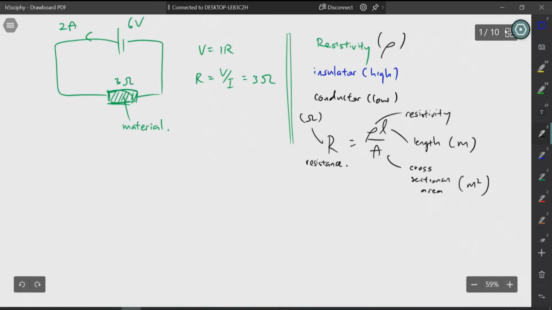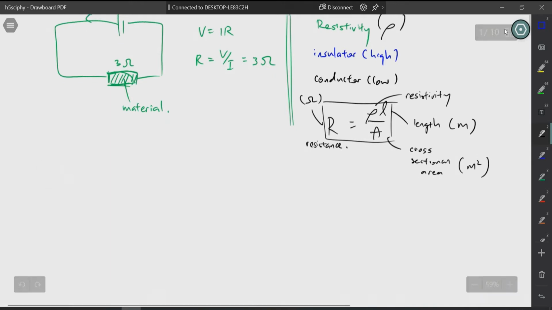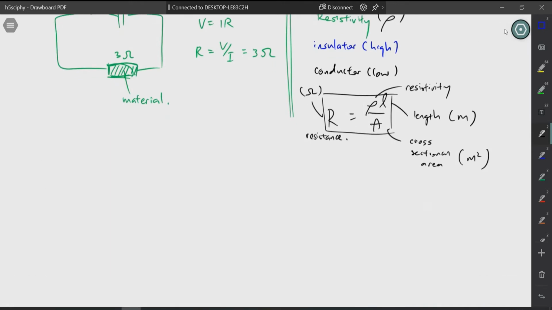Okay, so let's take a look at this formula. R equals rho L over A, and with a diagram we try and figure out what it actually means. Rho is a constant. So for now let's just use the same metal, copper. So we are going to talk about copper wire. Different copper wires of different length or different cross-sectional area are basically the same element, and therefore resistivity is constant. So let's not focus on resistivity too much. Let's just focus on length and cross-sectional area.